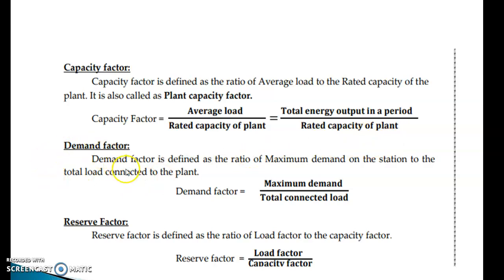The demand factor. Demand factor is defined as the ratio of maximum demand on the station to the total load connected to the plant. Demand factor is equal to maximum demand by total connected load. Reserve factor. Reserve factor is defined as the ratio of load factor to the capacity factor. Reserve factor is equal to load factor divided by capacity factor.